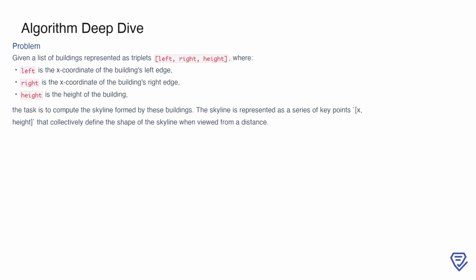The skyline problem asks us to determine the silhouette formed by a collection of buildings when viewed from a distance. Each building is represented as a triplet: left, right, height, where left is the x-coordinate of the building's left edge, right is the x-coordinate of its right edge, and height is the vertical height of the building. Our task is to compute the skyline, which is a series of key points, (x, height), that define the outline of the buildings. These key points represent the critical x-coordinates where the height of the skyline changes, allowing us to capture the overall shape of the building's combined profile while ignoring unnecessary details like flat sections at the same height.